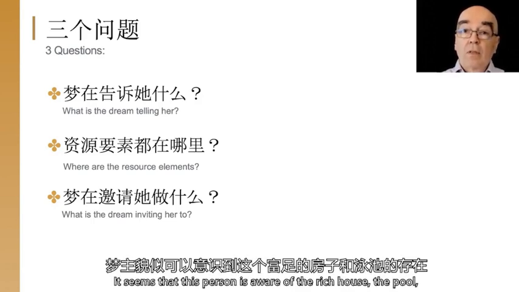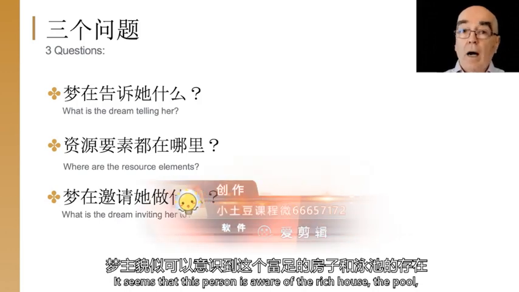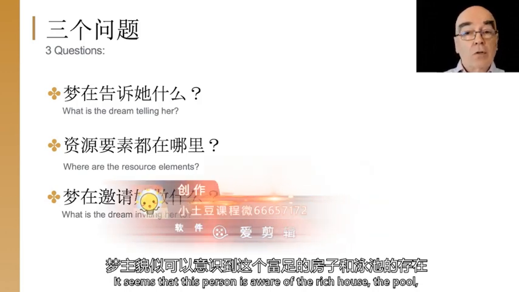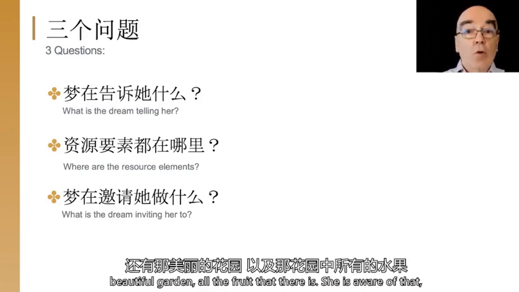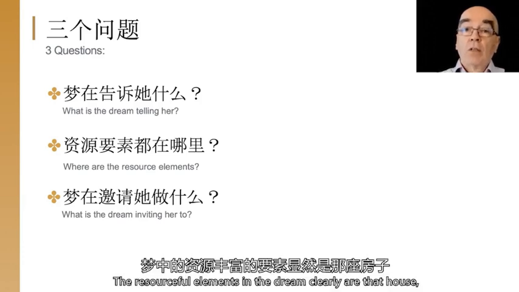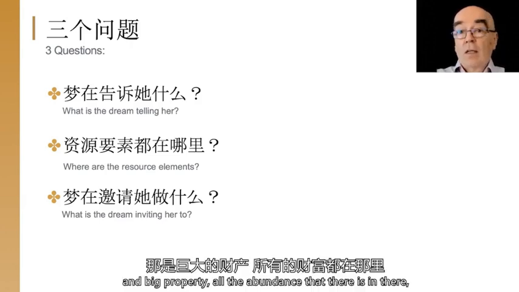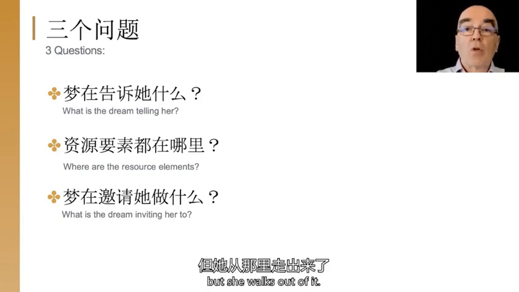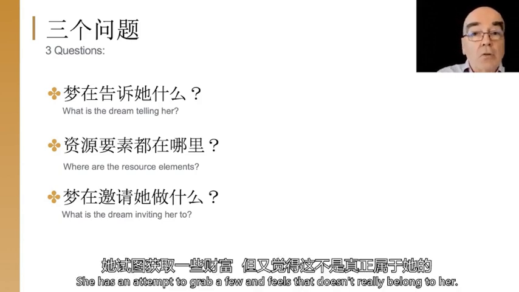It seems that this person is aware of the rich house, the pool, the beautiful garden, and all the fruit that there is. She is aware of that, but she doesn't fully own it. So the resourceful elements in the dream clearly are that house and the big property and all the abundance that there is in there, but she walks out of it and attempts to grab a few, and feels that's not really belonging to her.